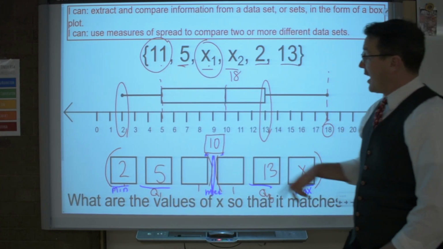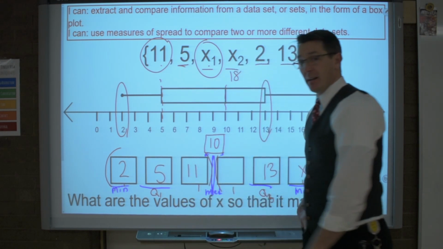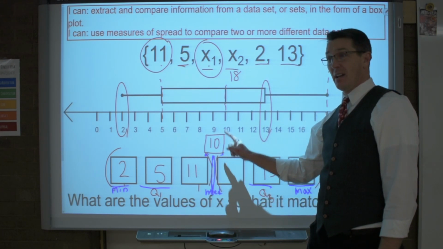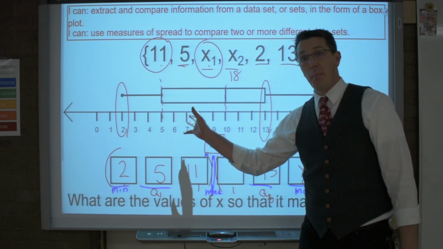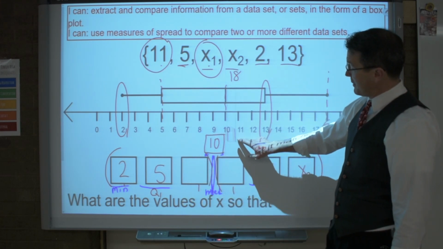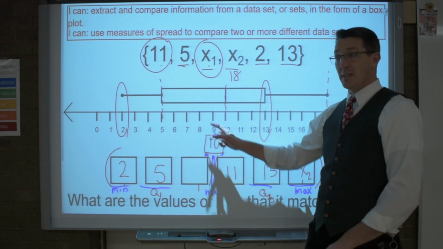Well, here's the thing. Can I put an 11 on this side? And the answer is no, because 11 is actually greater than 10. And if 10 is the middle, I can't have a number bigger than 10 in the middle. So I know I have to put the 11 on this side because it's greater than 10.